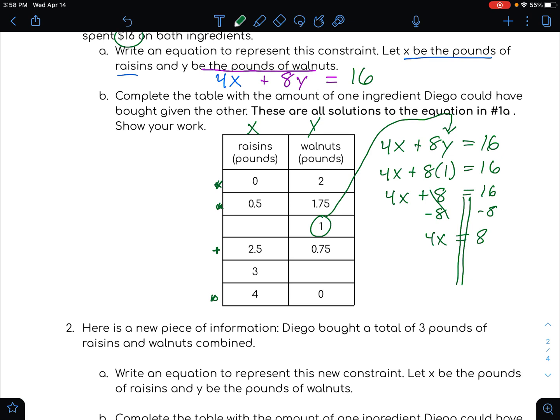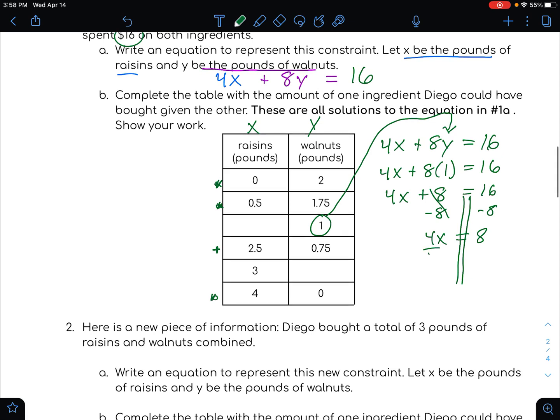4X equals 8. In other words, 4 times what equals 8? Well, 4 times 2 equals 8. Of course, we know that, but let's just complete our equation solving. Divide both sides by 4, and X is equal to 2. So 2 pounds raisins and 1 pound walnuts also works as a solution. So 2, 1 would also be a solution. All right, let's find the remaining one.